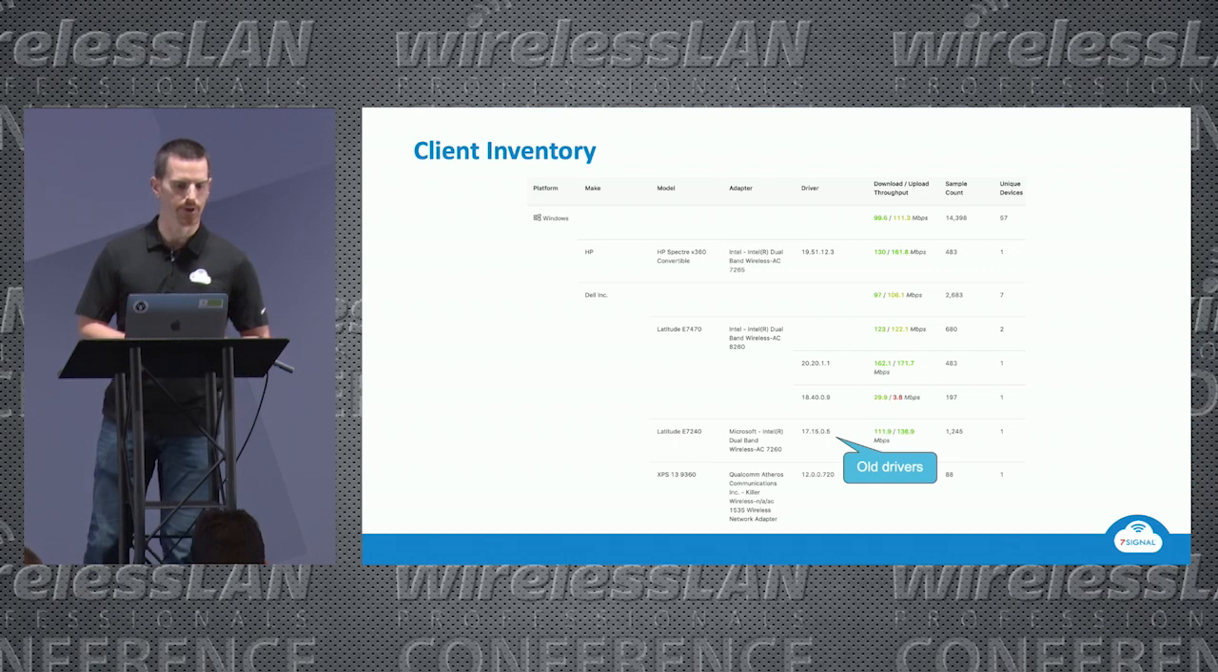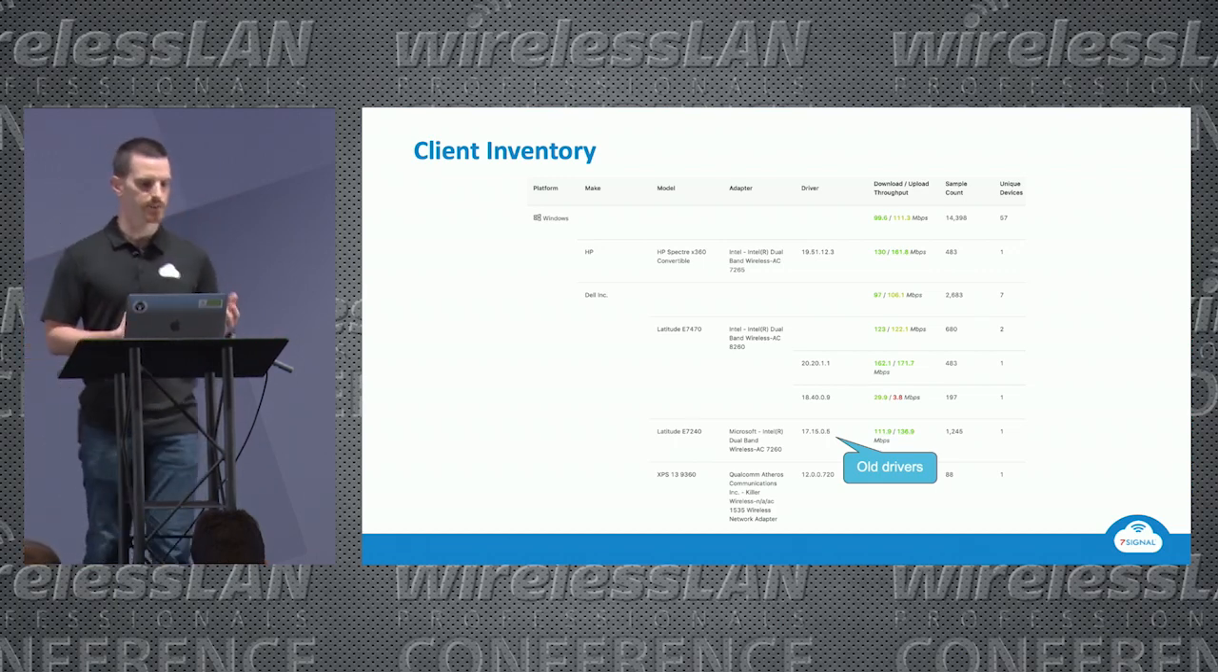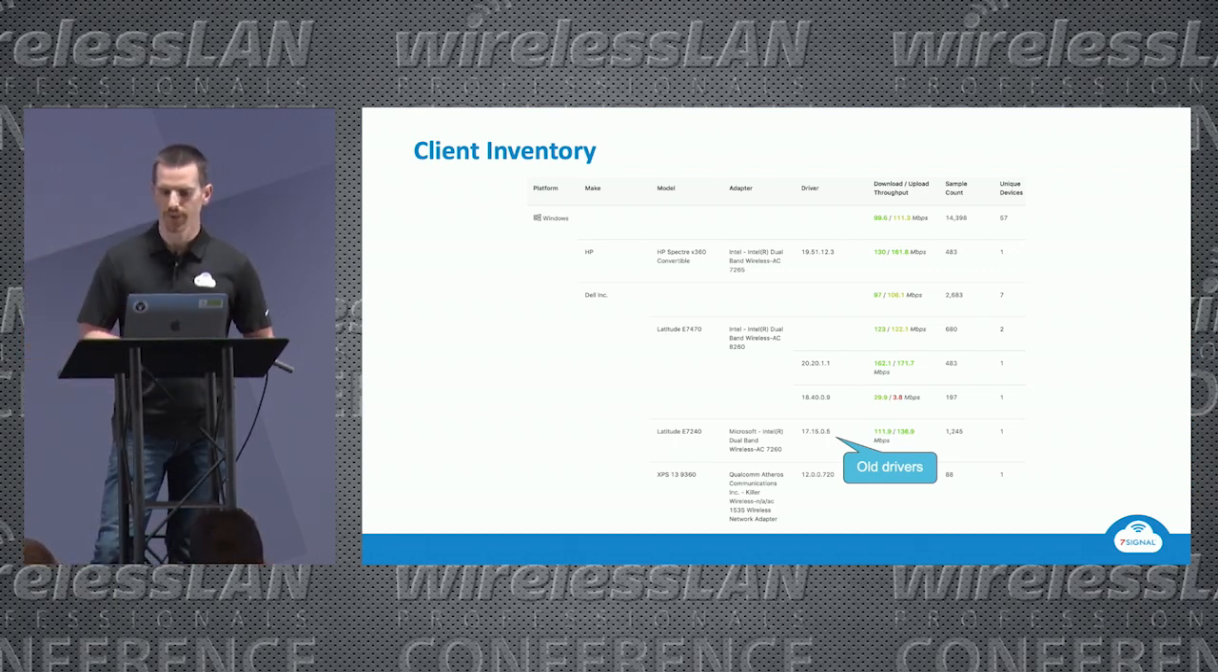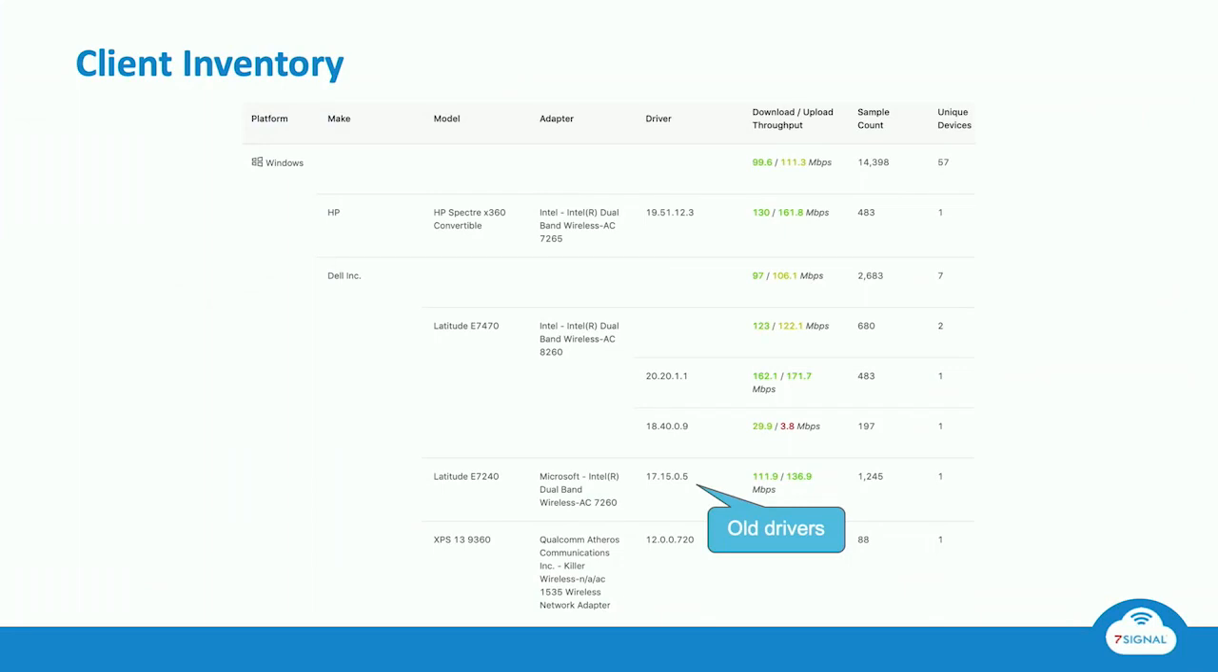Often customers don't know, or they don't know exact numbers, or they may have a bunch of Dell Latitudes, but there's a mishmash of wireless adapters there, and they certainly won't know what driver versions they have. So there are tools from these vendors, this is 7Signal Mobileye, that can give you a really precise client inventory, which can be really valuable when you go into capacity planning and other things like that.